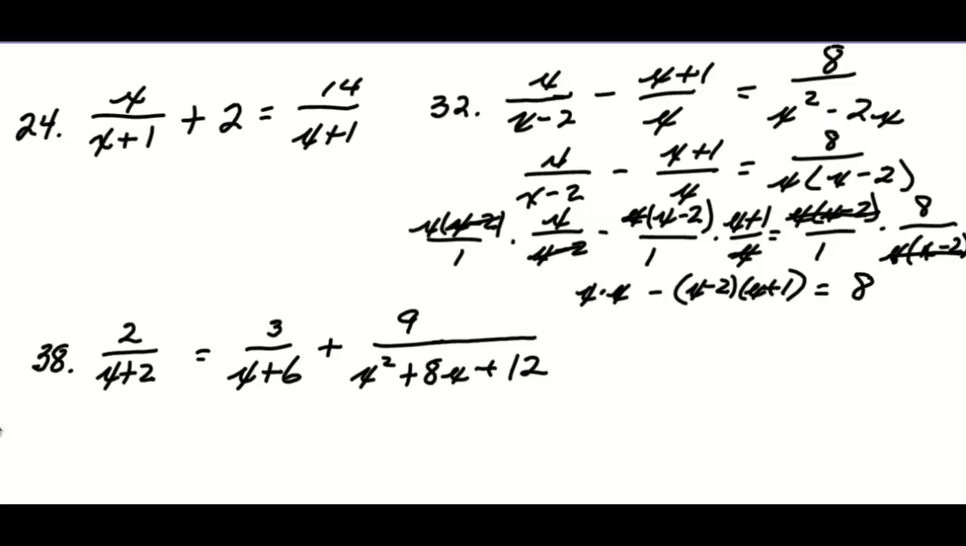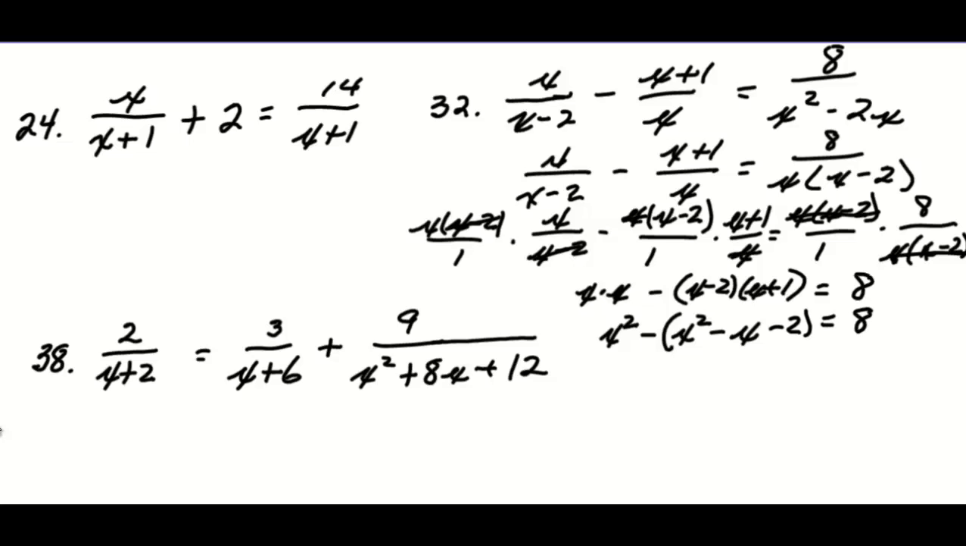So now what we need to do is take x times x, which gives me x squared. But I'm going to minus whatever I get when I multiply these two together, which is x squared minus 2x plus 1x. So that's just minus x. And then minus 2 times a positive 1 gives me negative 2, equals 8.